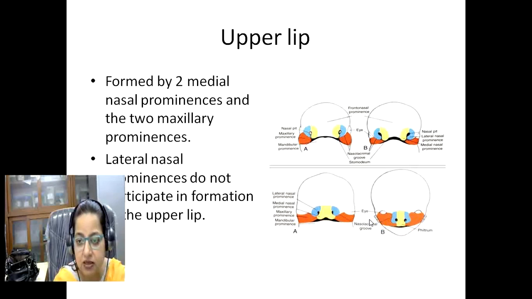So the medial nasal prominences, the yellow ones, form the philtrum of the upper lip and the crest and bridge of the nose. Whereas the lateral nasal prominences, these blue ones, do not contribute to the formation of the upper lip.